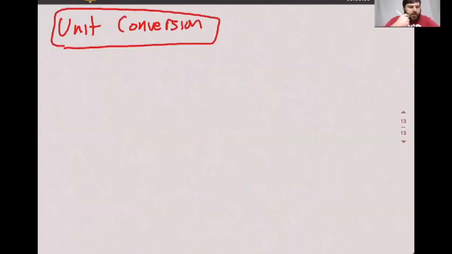All right, unit conversion. So remember, a unit is something like miles. If I want to go from miles to feet, let's say I want to know 3 miles equals how many feet, we're going to use a unit conversion.